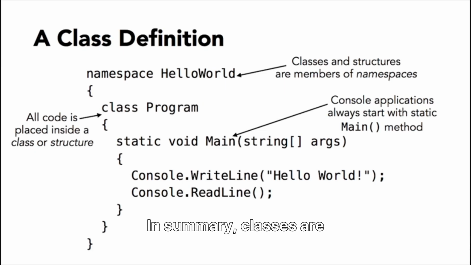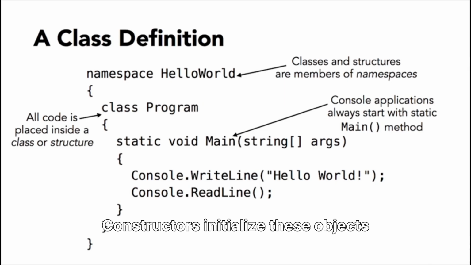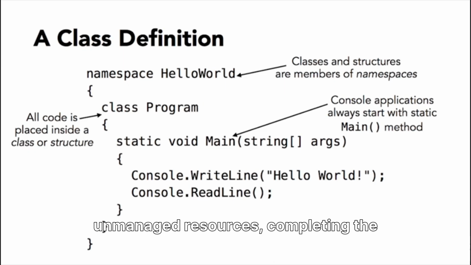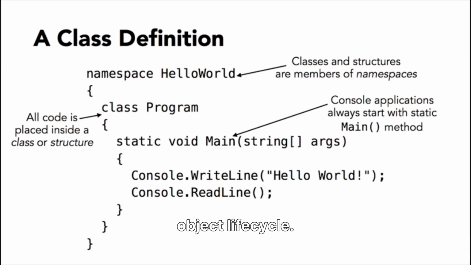In summary, classes are blueprints, defining structure and behavior. Objects are their concrete instances. Constructors initialize these objects into a valid state upon creation. Destructors, though rarely used, handle the cleanup of unmanaged resources, completing the object lifecycle. These concepts form the foundation of C# OOP.